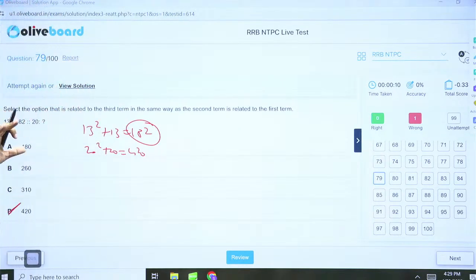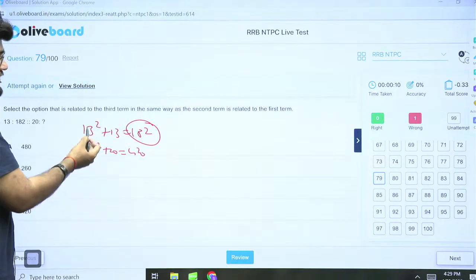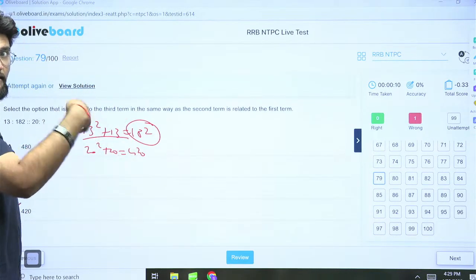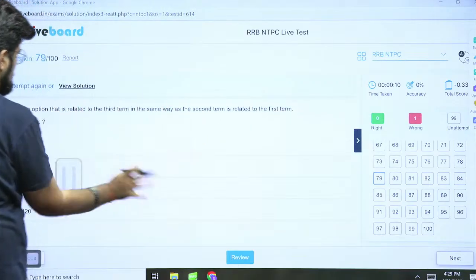I always communicate this to my students: make a list of special numbers. N square plus n is a very common logic. So the moment you see 182, it should click. That is 13 square plus 13. So you will get your answers instantly.